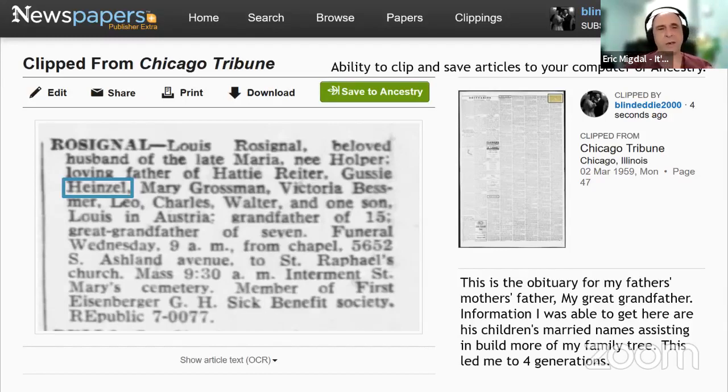He's also the great-grandfather of 7 children in March of 1959. I will also try to find those children. Some of them also might have the same name brought down from their father, Ryder, Heinzel, Grossman, and Bessemer, or Rosengill, which might be a little harder to find out which son is attributed to that child, but at least I know who they are.